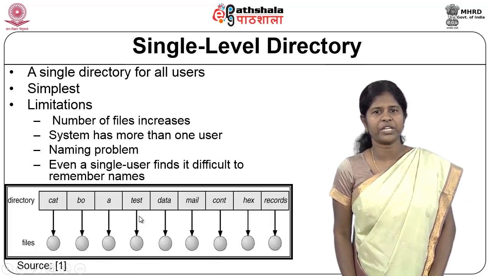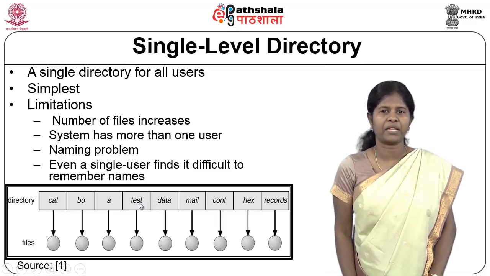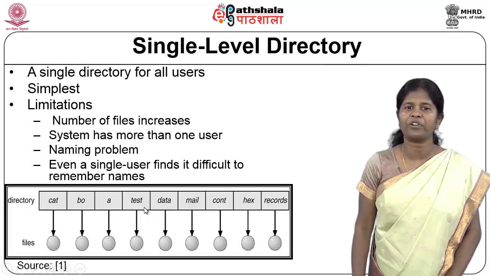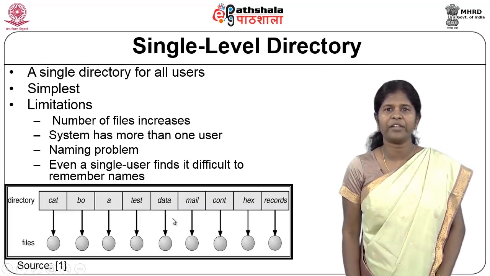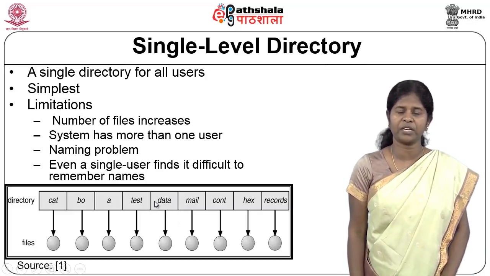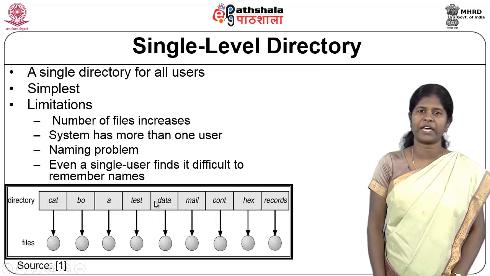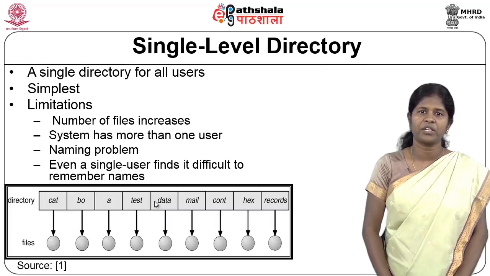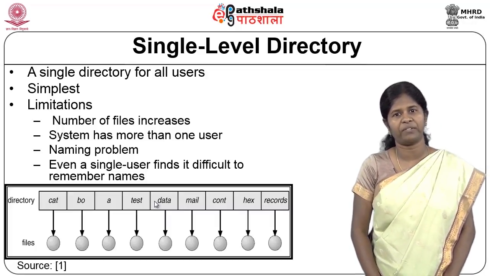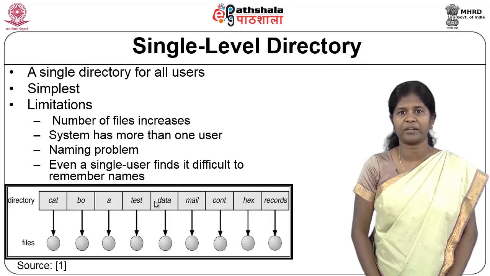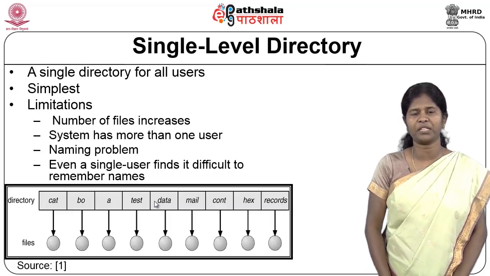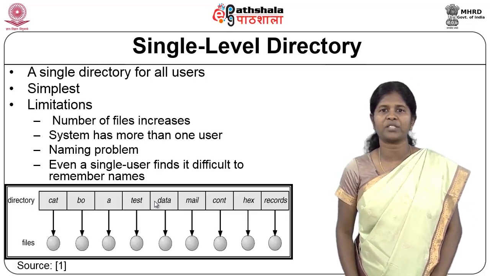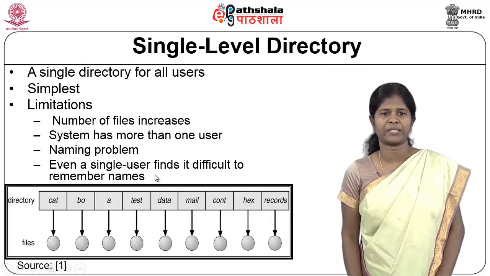But the limitation of this kind of structure is that when the number of files increases, it will be difficult even for a single user to know where his file is present. He may not remember the names of all the files he has got. So, searching or locating his own file will be difficult. And in the same directory, there will be files of many other users as well. So, it becomes very difficult to organize or locate files.